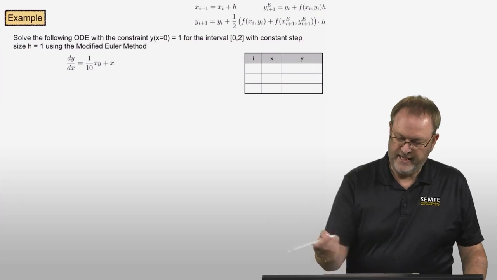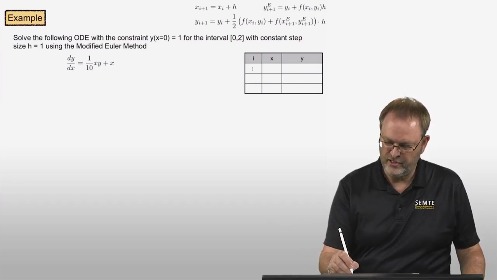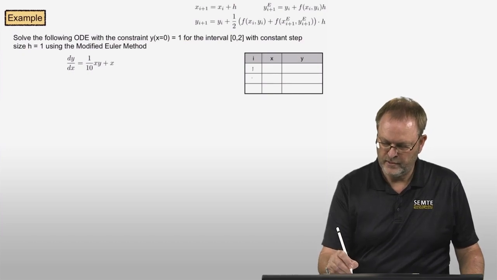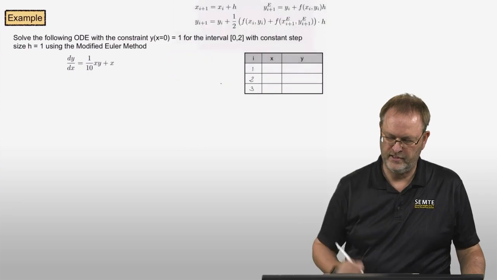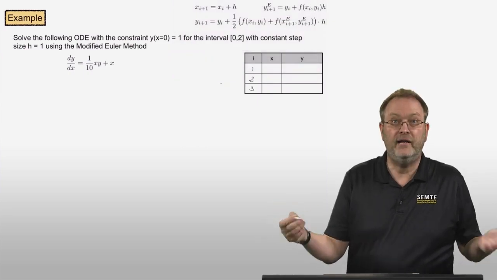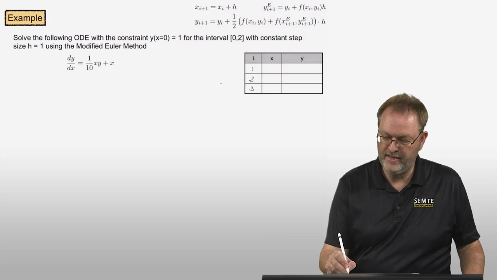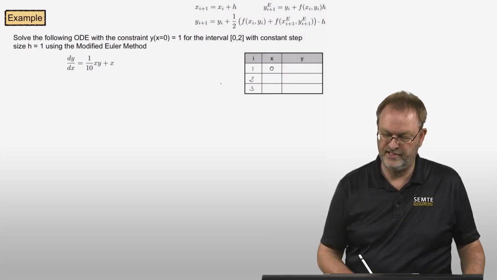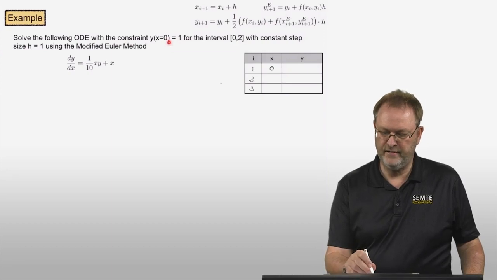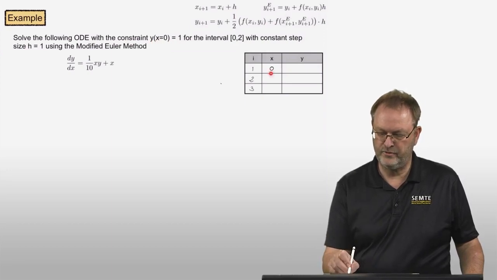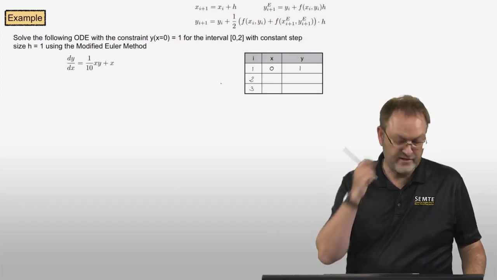Okay, so I have my table here. I can start by filling in the index numbers 1, 2, and 3. And I know my initial condition that if i is equal to 1, then my x is equal to 0. And my y is given right here: my y at x equal to 0 is equal to 1. So I can fill this out already.